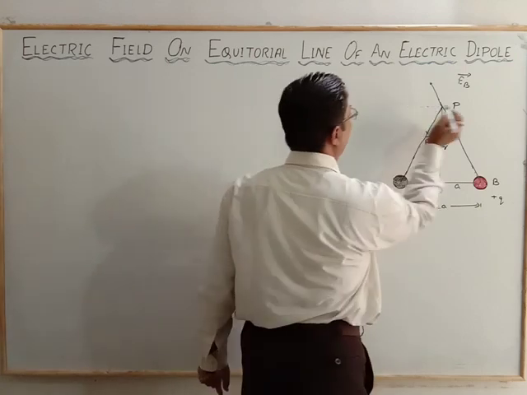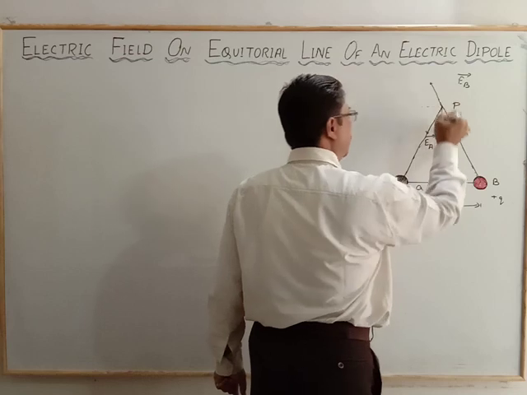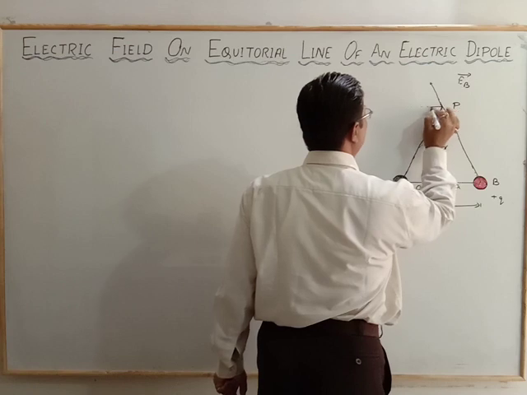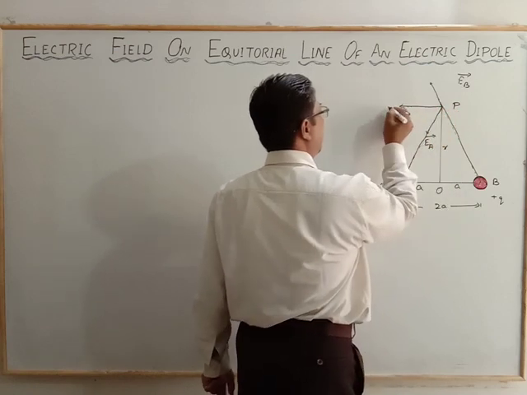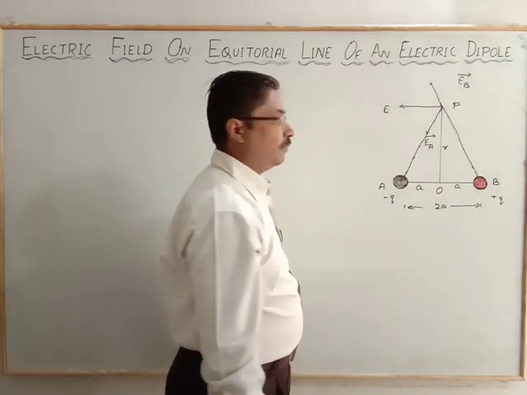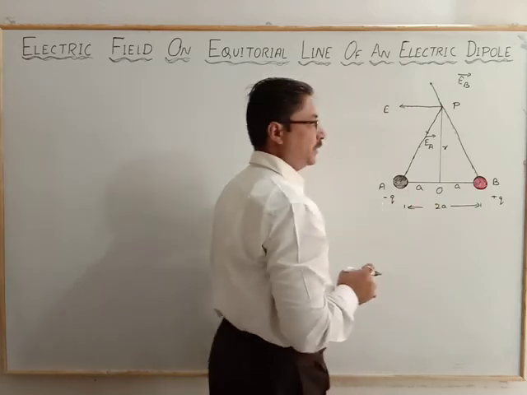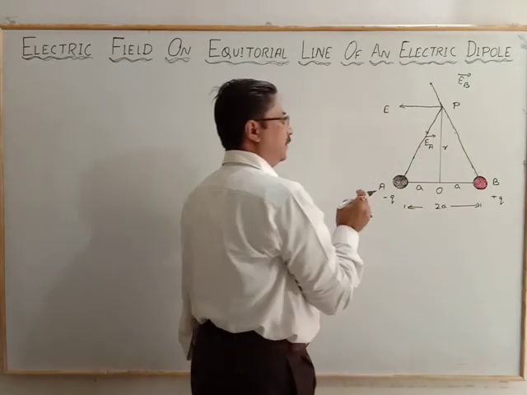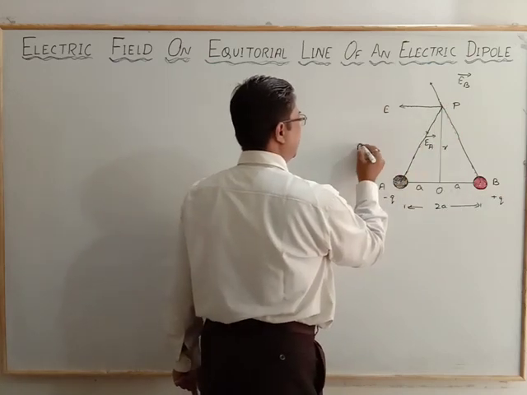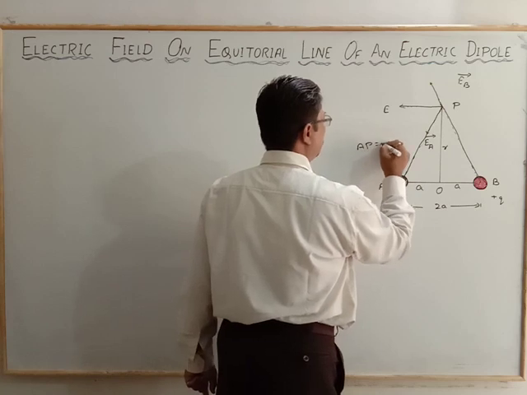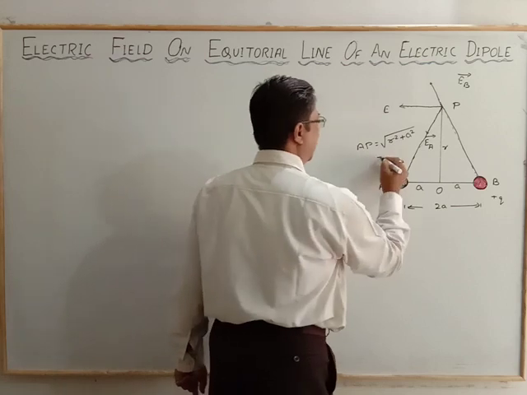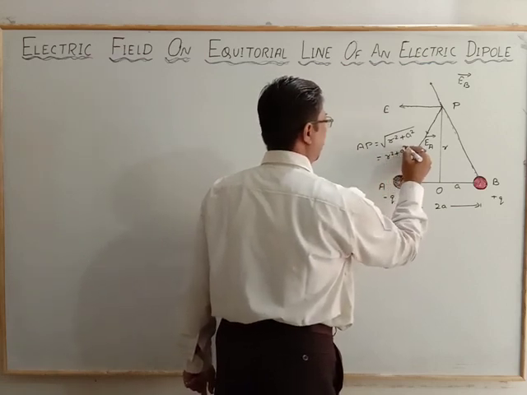Now the resultant will lie on the diagonal of this parallelogram, of which these are the adjacent sides, according to the triangle law or parallelogram law of vector addition. Now, first of all, we will write the distance from A to P. That distance AP is equal to root under r square plus a square, or we may write it as (r square plus a square) whole to the power half.